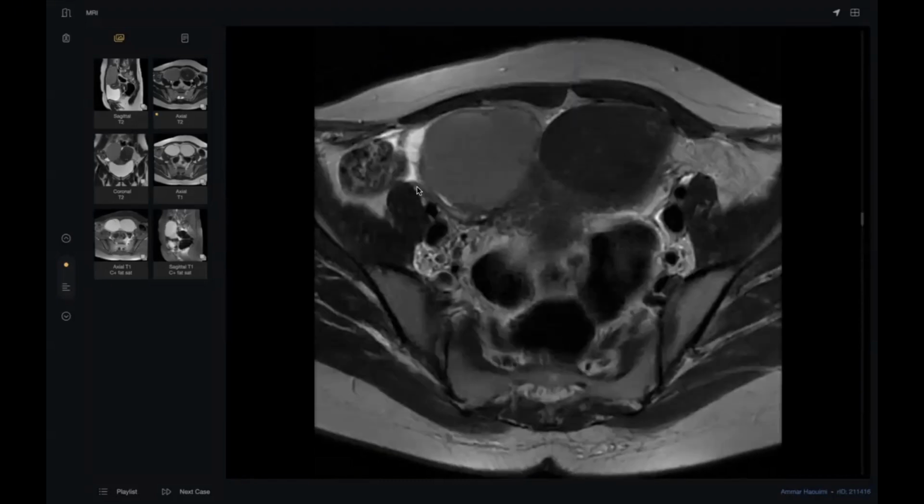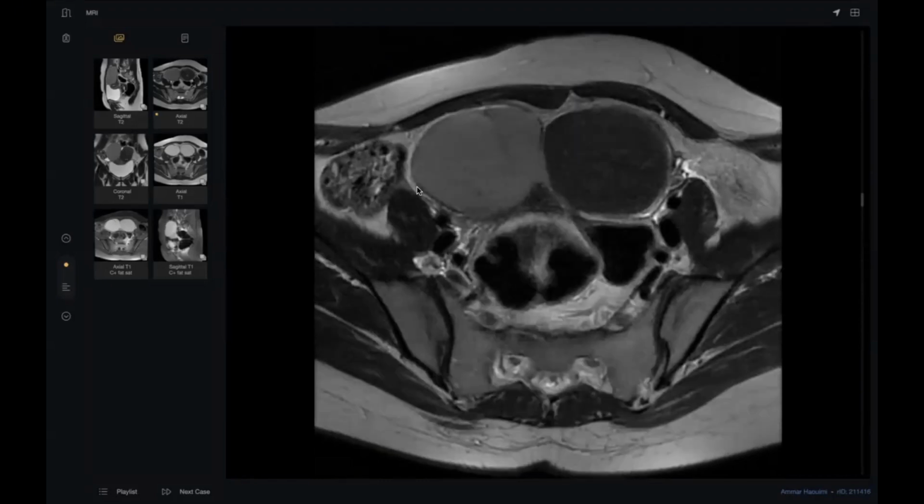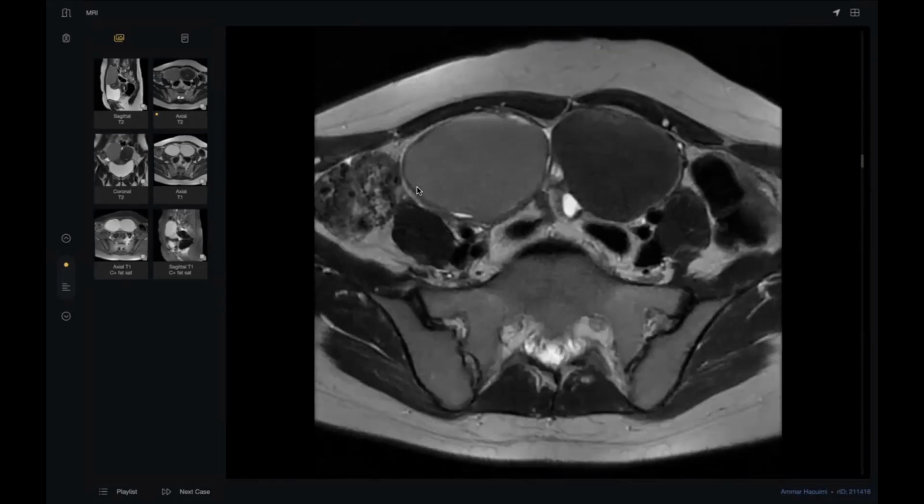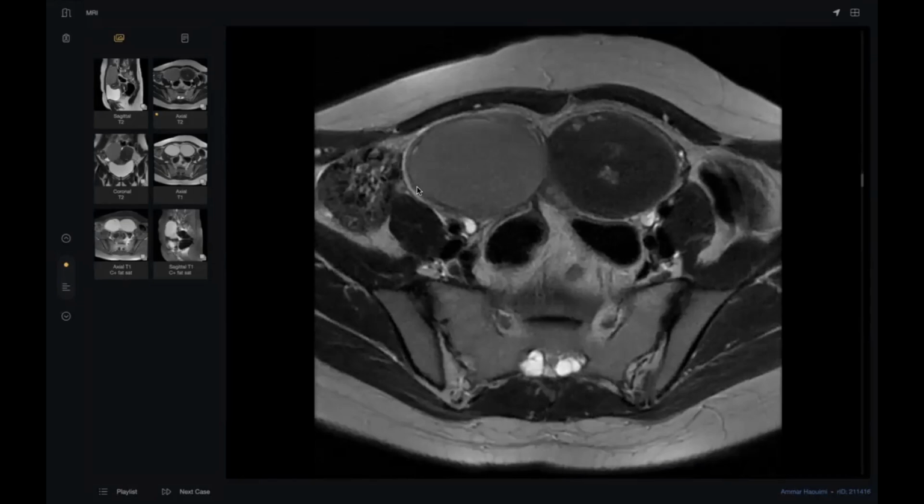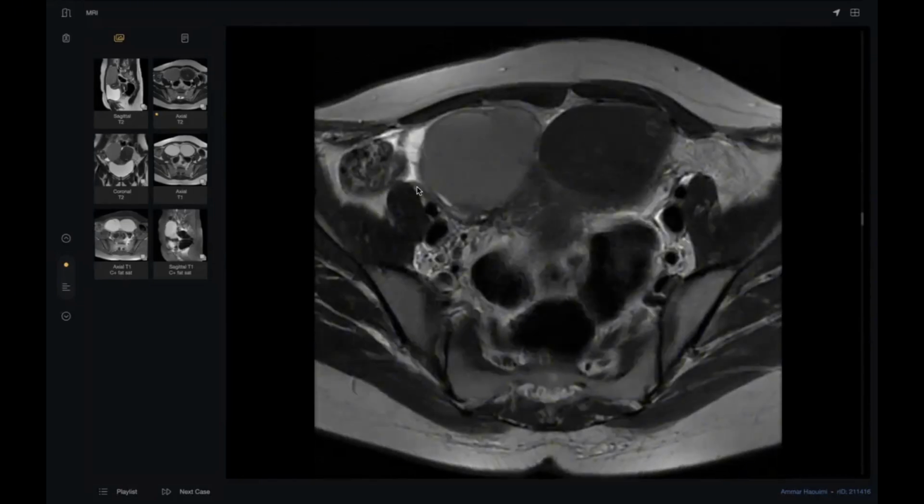What's your diagnosis? This is a septate uterus. And what about these two areas along the fundus?